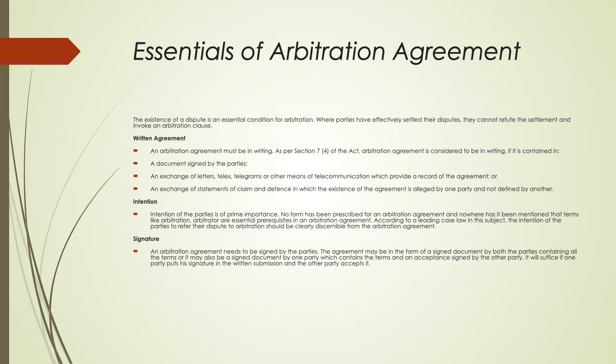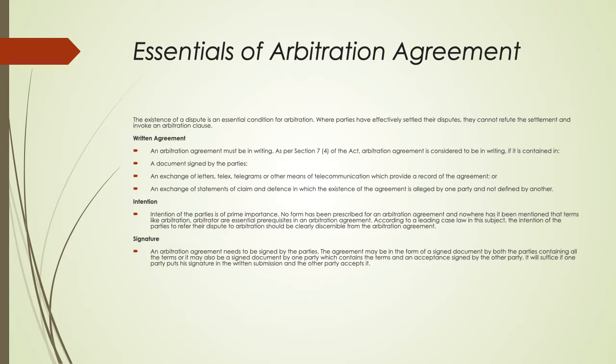An arbitration agreement must be in writing, and it should be a document signed by the parties, an exchange of letters, telex, telegrams, or other means of telecommunication which provide a record of the agreement, or an exchange of statements of claim and defense in which the existence of the agreement is alleged by one party and not denied by another.